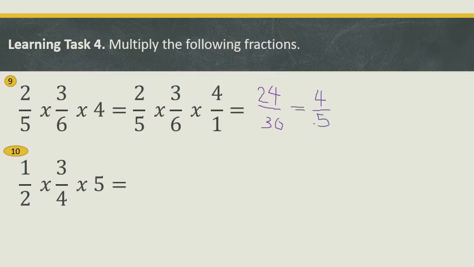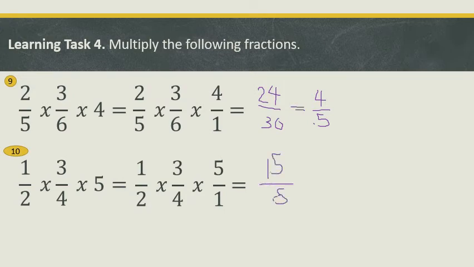The number 10, so gagawin ulit natin yung 5 na fraction, 5/1. So, 1 times 3 times 5 is 15. Then, 2 times 4 is 8. So, since ito po ay improper, gagawin natin siyang mix, kaya siya magiging 1 and 7/8.